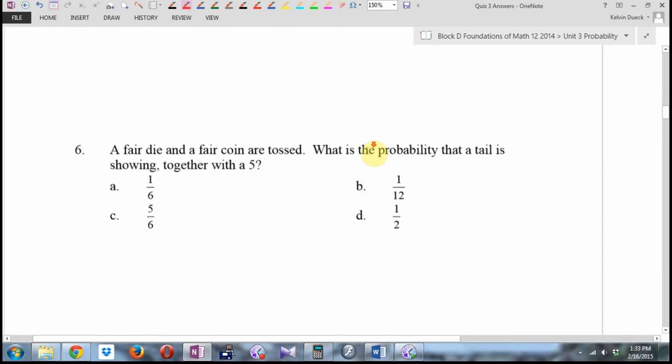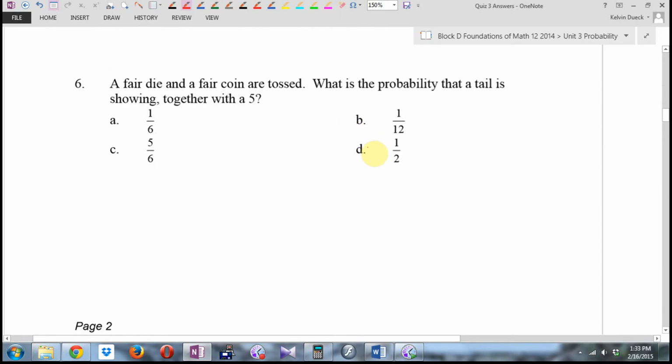Skip 5. A fair die and a fair coin, tail half together with a 5: 1/6 times 1/12, and "and" means multiply. And these are independent, so I don't need to get fancy with a tree or anything. One does not affect the other.